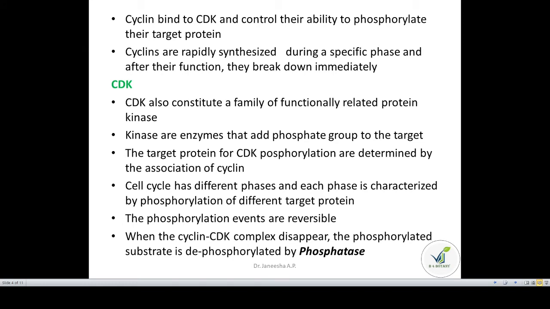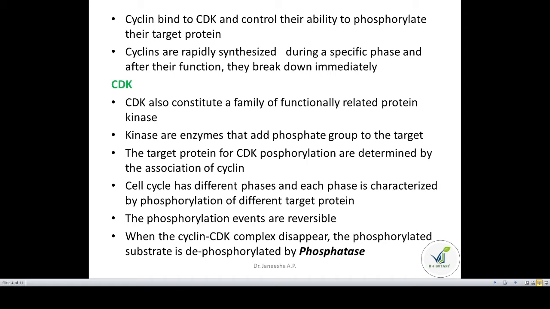These cyclins bind to CDK and control its ability to phosphorylate its target proteins. The cyclins are rapidly synthesized during a specific phase, and after they function, they break down immediately. So, during the stage in which the cyclin is needed, it is produced at the maximum rate. After its functioning, the breakdown happens immediately.